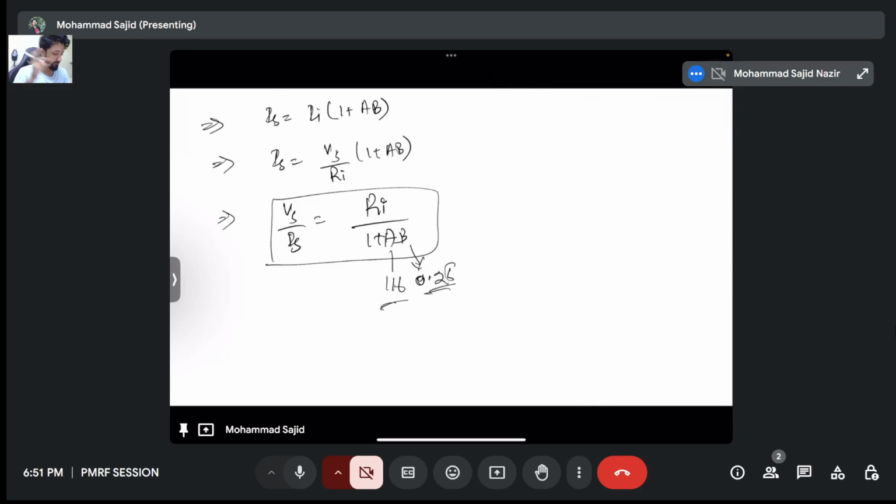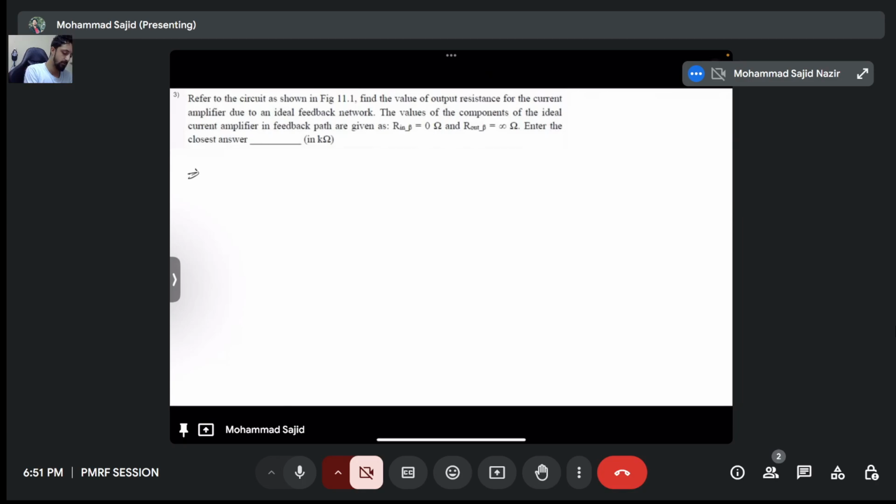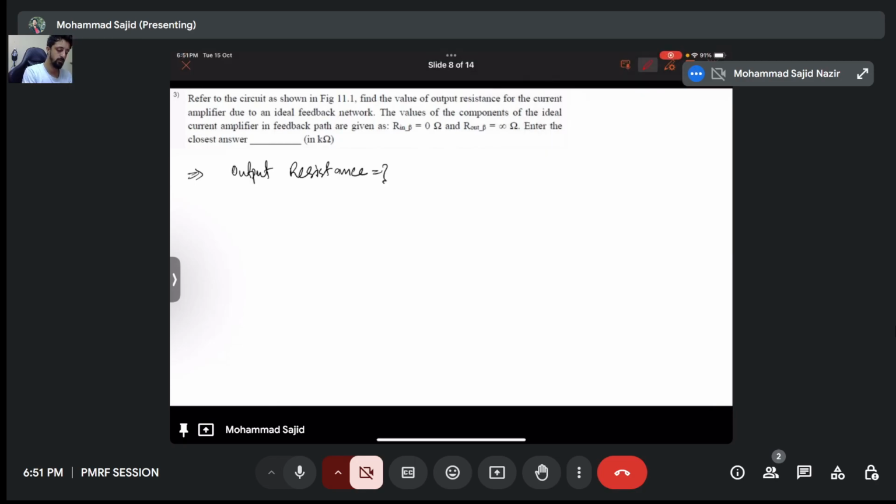Give it a try. We need to find the output resistance. First, let's draw the equivalent circuit. Draw the equivalent circuit once and then try to solve it.